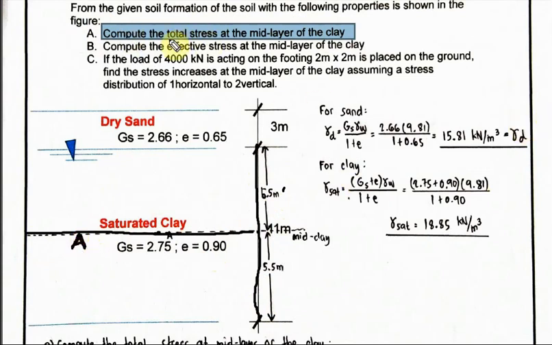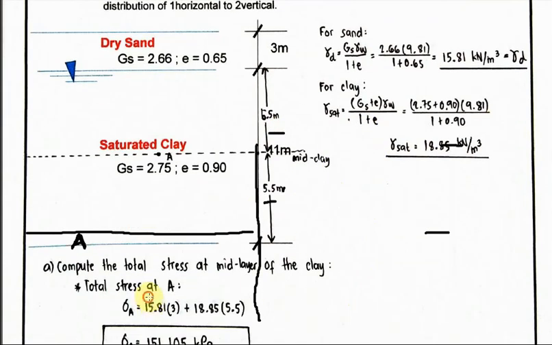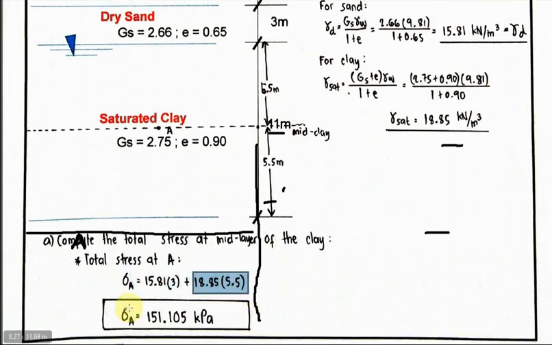Total stress means the specific unit weight times the vertical distance, and we add them together. So we have 3 times 15.85 plus 5.5 times 18.85. Computing that, we get 151.105 kilopascals. So that is the total stress here.